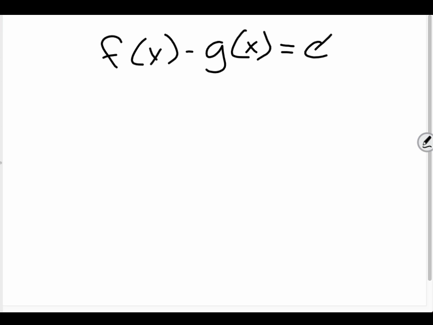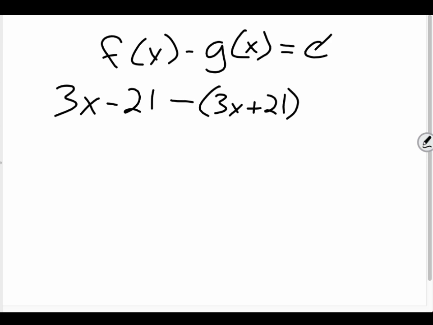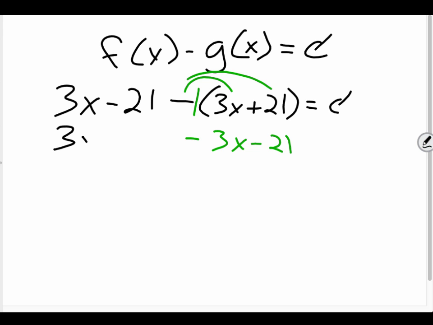Okay. All right? So now what was f of x? It was 3x minus 21, right? Minus g of x, which is 3x plus 21, equals some constant c. So now what I need to do is take this negative 1 and distribute it through the parentheses. So I'm going to have negative 3x minus 21. The rest of this is still here, 3x minus 21. And all that equals the constant c.